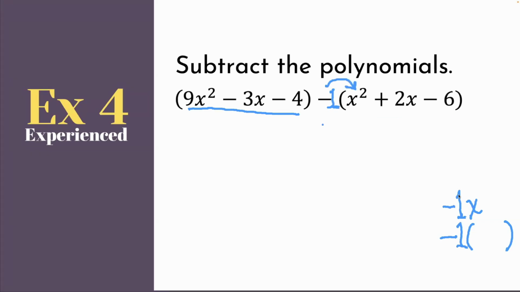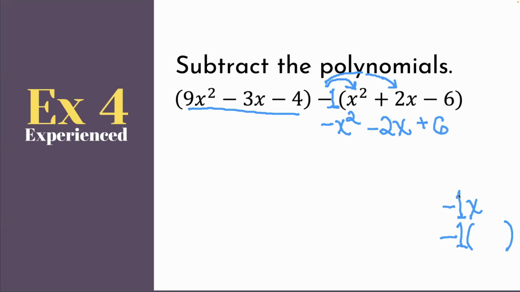-1 times x squared is just -x squared, or -1x squared, same thing. -1 times +2x, well, -1 times +2 is -2, and there's an x multiplying with that, I just shove it up against there. And then -1 times -6 is +6. A negative times a negative is a positive. And so everything in that grouping that was adding turns into subtracting, and everything that was subtracting turns into adding.